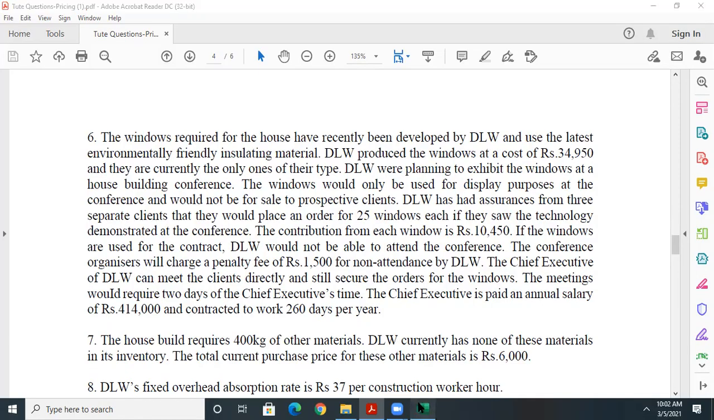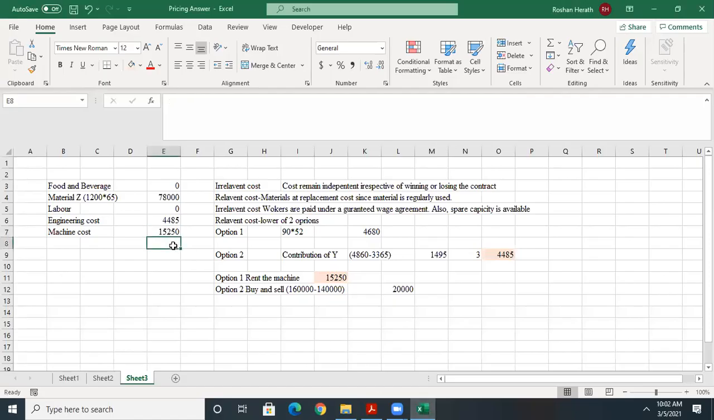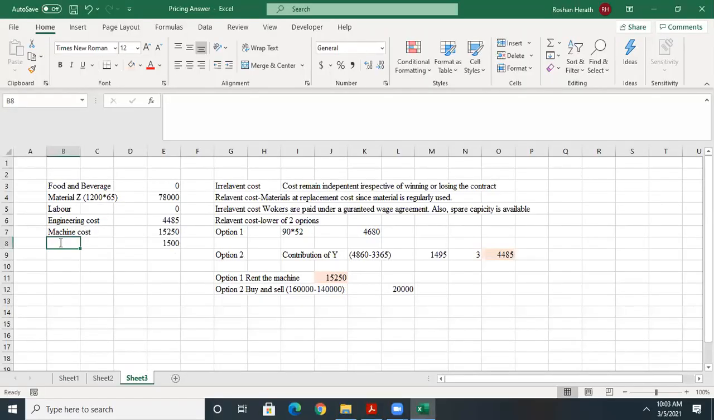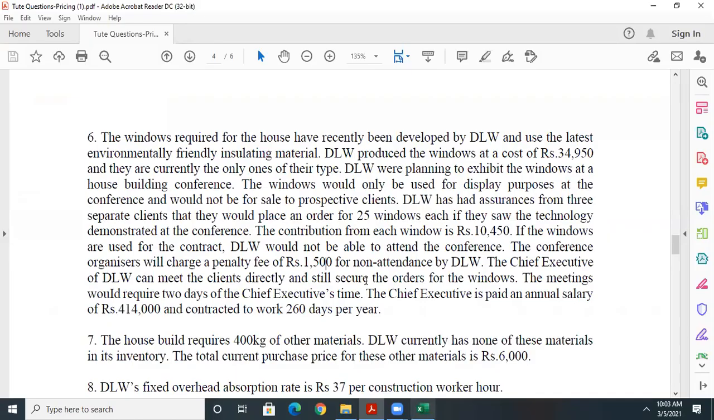So I would say the only relevant cost is 1,500. It's a penalty fee. Penalty fee එක විතරයි පුතාලට relevant cost එක වෙන්නේ. Penalty fee. Why is that? Penalty fee එක විතරක් වෙන්නේ.